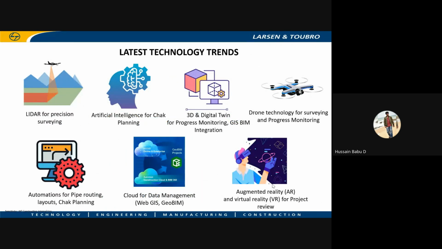These are some of the technological trends which we use with our geospatial technologies for our internal applications: LiDAR survey for precision surveying, artificial intelligence for chuck planning, 3D and digital twins for progress monitoring and GIS-BIM integration, drone technology for surveying and progress monitoring, automation of pipe routing, layouts, and chuck planning, cloud for data management like ACC, WebGIS, GeoBIM, and artificial intelligence and virtual reality for project reviews.